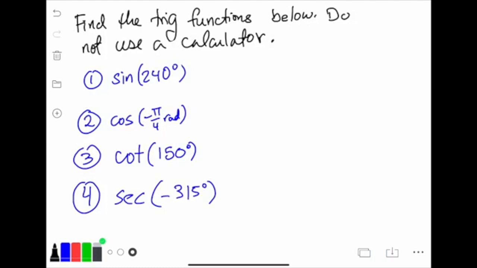Remember, break this down into the two parts to determine what the sign of the final answer is and to figure out what the reference angle is. And then finding the final answer is going to be very easy. So pause this video, try to do the problems on your own, and when you press play, the answers will show up in a few seconds.